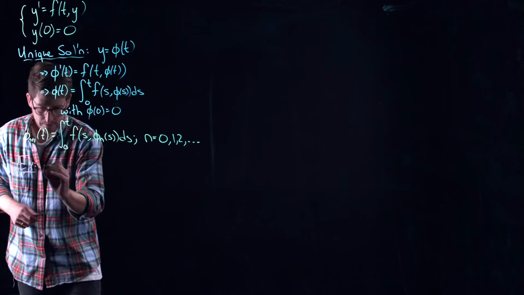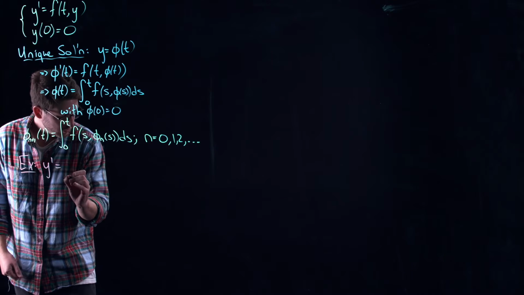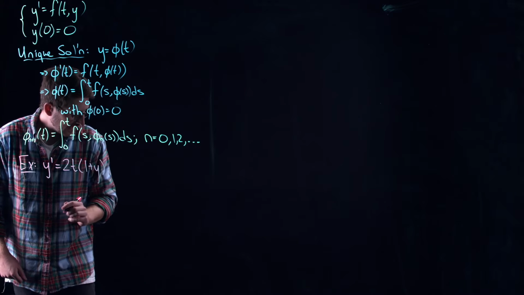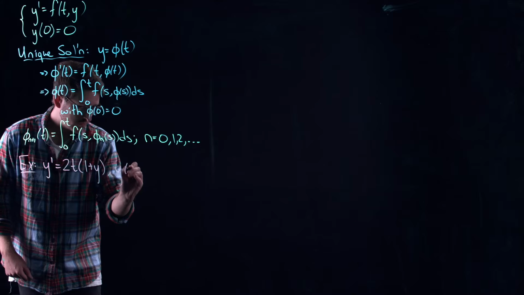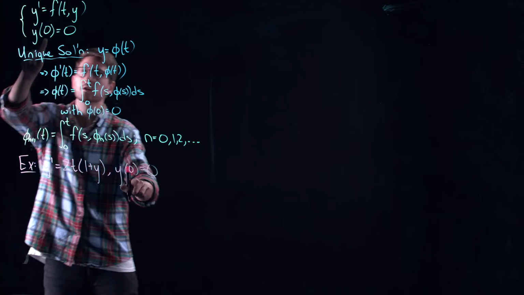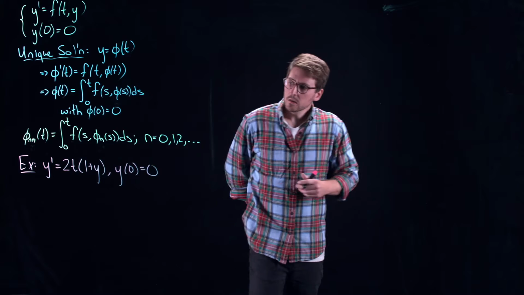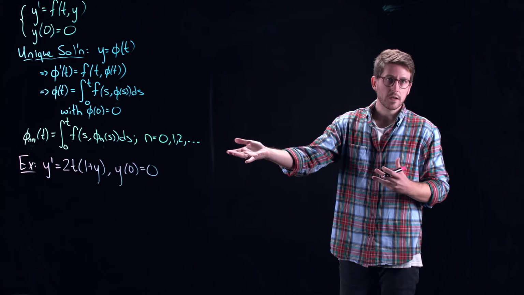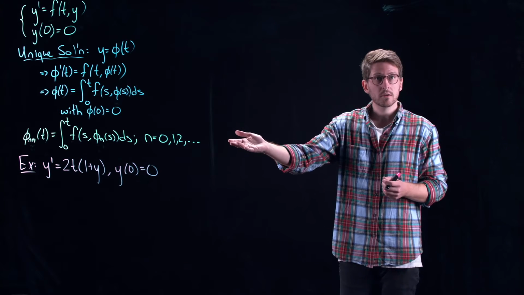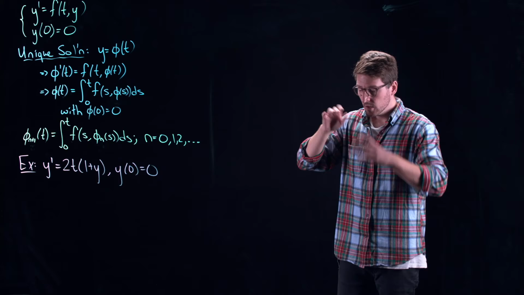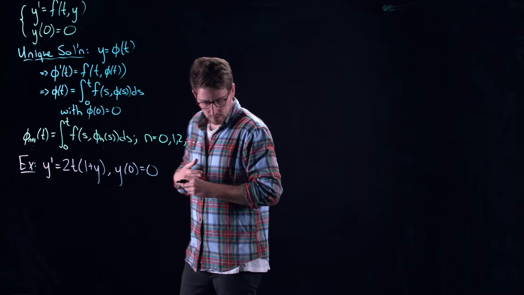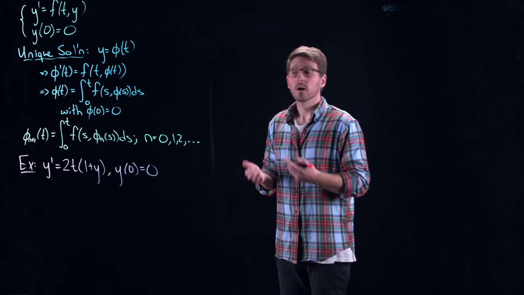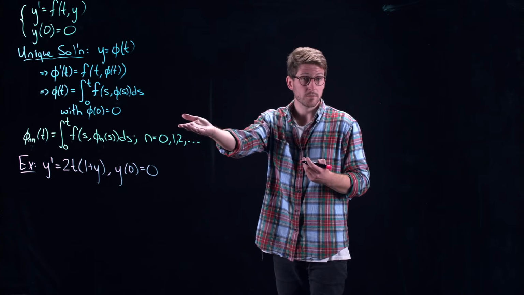Okay, let's say y prime is equal to 2t times 1 plus y. And I'm going to use, again, y of 0 is equal to 0. So I'm going to match up my initial conditions. 2t times 1 plus y, linear equation. If you want to, you can use an integrating factor here. It's also separable. You could use a separation of variables. We'll find the solution at the end here. But before we do that, let's actually do the first few levels of this iterative procedure.